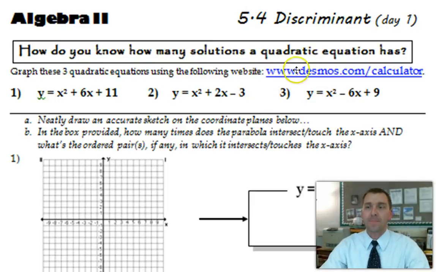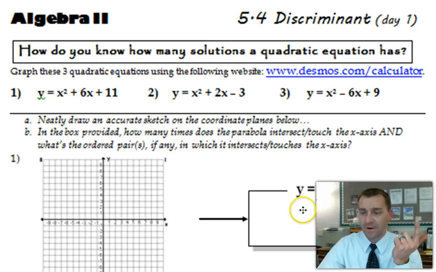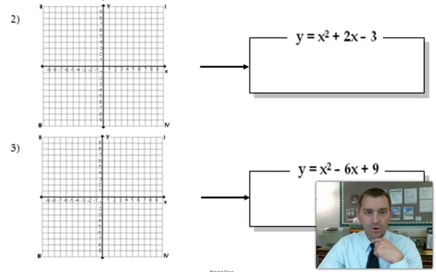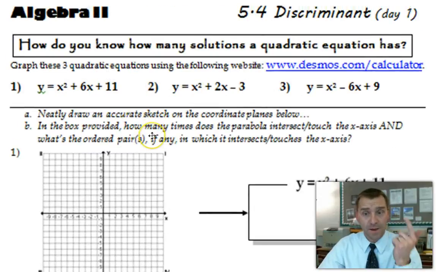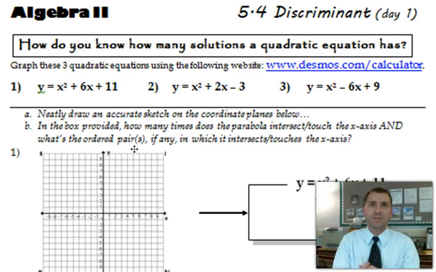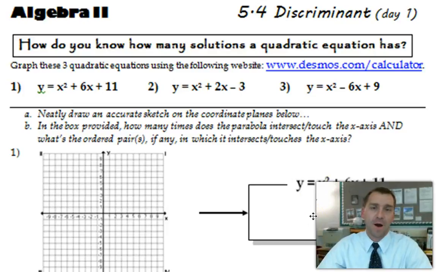On the front of this paper, I want you to go to this website, which is actually on the paper when you get it, and you're going to punch these three things into the actual website, and as you see, neatly draw an accurate sketch. And in the box over here to the right, you're going to be providing a couple things. One, how many times does the parabola cross the x-axis, if it does at all, and then also where it crosses with the ordered pairs. So at (4, 0), or (-3, 0), or wherever it crosses the x-axis, you're putting that over here in the box.